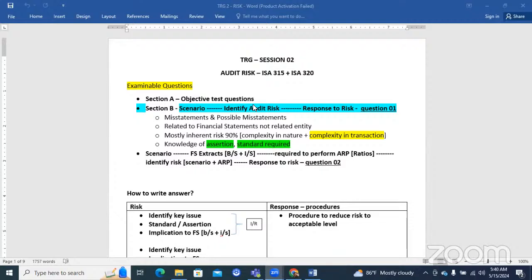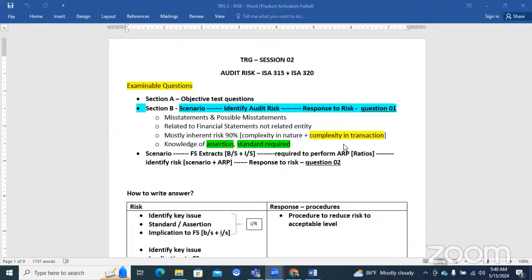Try to understand one thing here. 90% of the financial statement related issues in your case study or scenario are inherent risk. What is inherent risk? We discussed. Inherent risk is the risk that arises in the first instance. I told you, inherent risk arises because of complexity in the nature of the business and complexity in the transactions of the organization. Either your transactions become complex or the nature of the business is more complex.